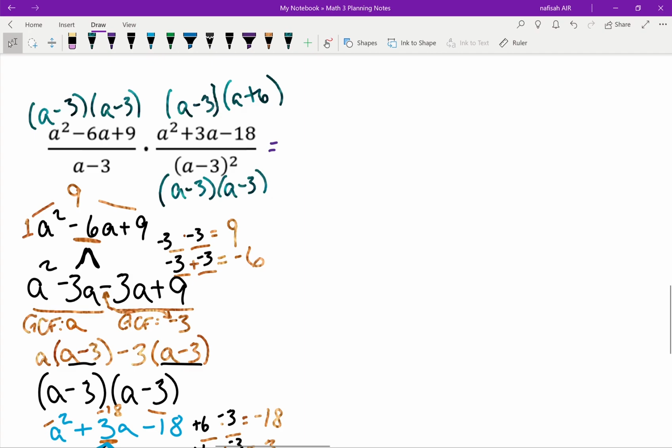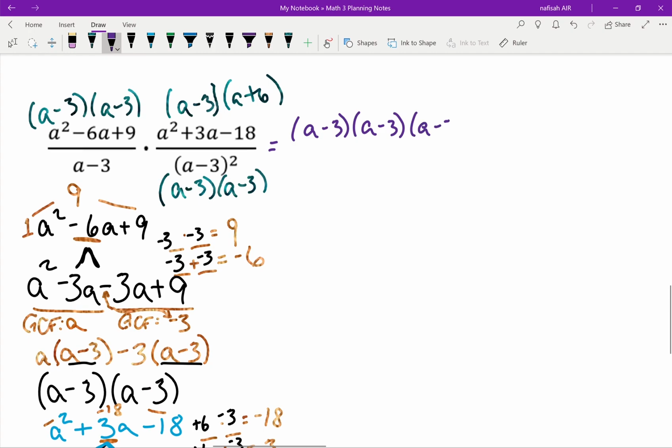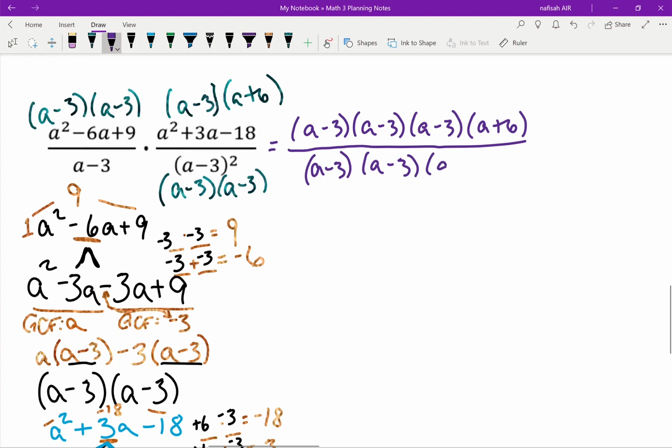I am going to only have parentheses here. Remember I said that I like to put my parentheses in the back. Well, if you only have parentheses, you'll have parentheses in the front and the back, divided by a minus 3. Again, I have to make sure I put that in its own parentheses. And then that's an a minus 3 and an a minus 3.